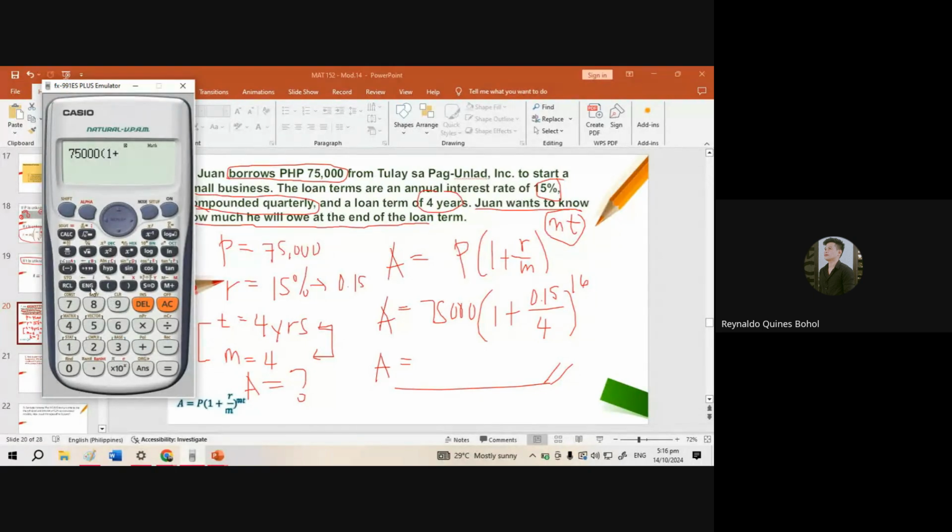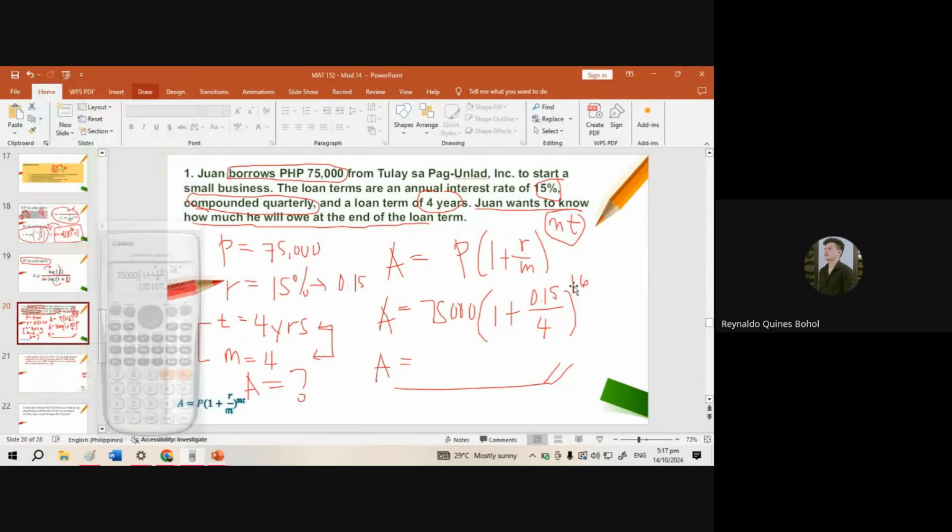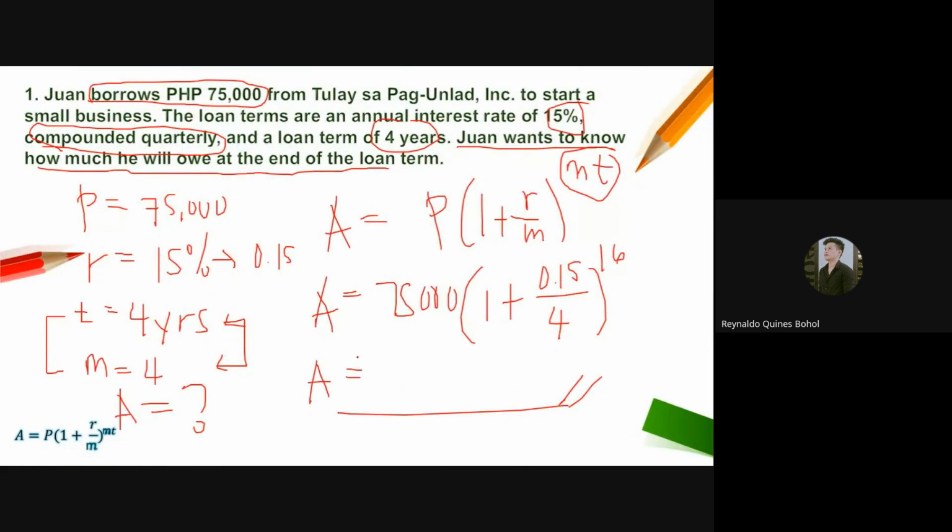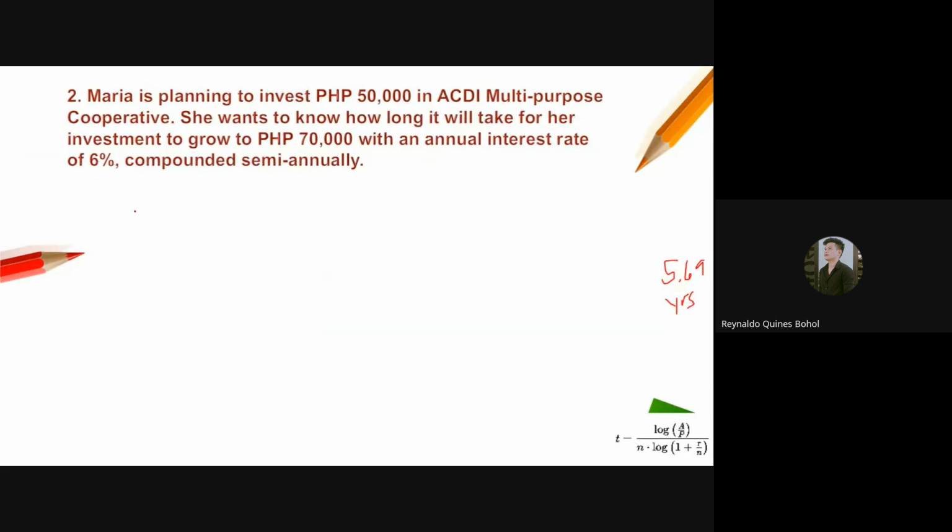75,000 times 1 plus 0.15 all over 4, then raised to 16. So the answer is 135. So Kishi Estrada is also correct, but Joanna was first. The answer is 135,167.09, to 2 decimal places. So the answer here is 135,167.09.